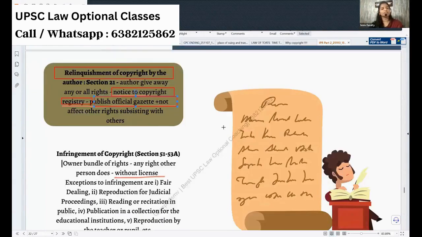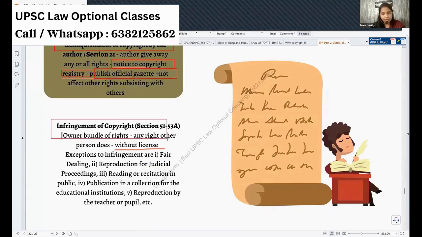Okay, coming to the next point, which is infringement of copyrights, is very, very important. I told you, right? Copyright is a bundle of rights. And see, if you are going to give it to the licensee, the licensee can use it. If it is assigned to someone, the assignee can use it.